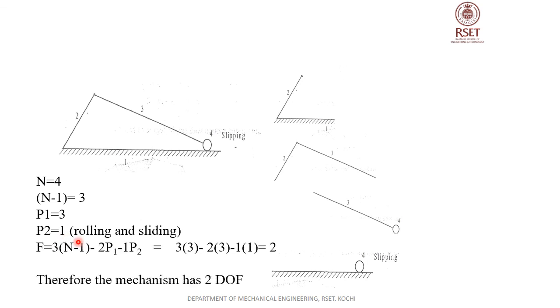So substitute this in our equation, Grubler's criterion. 3 into n minus 1 is 3, 3 threes are 9, minus 2 into the number of kinematic pairs with single degree of freedom, that is 3, 2 into 3 is 6, minus 1 into the number of kinematic pairs with 2 degrees of freedom, that is 1, P2 is 1, so 1 into 1. So in total, we will get 2 as the degree of freedom for this mechanism. So this mechanism will have 2 degrees of freedom.